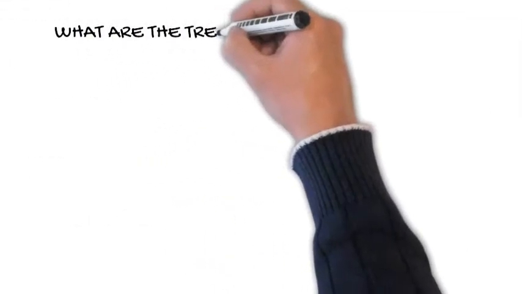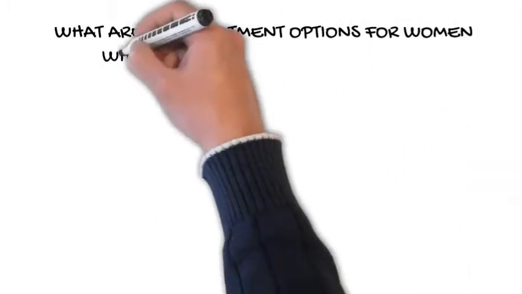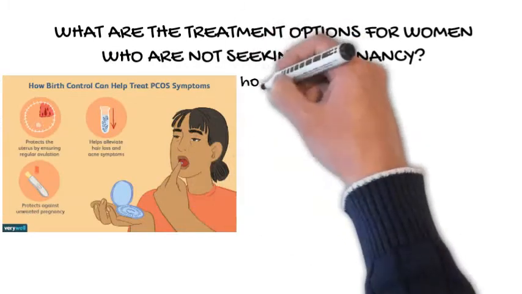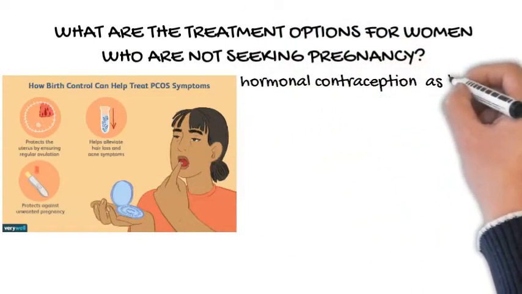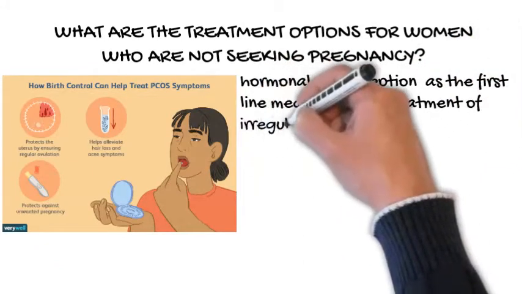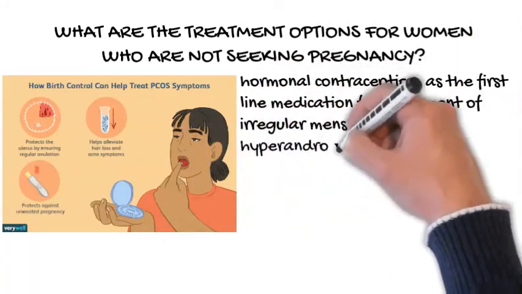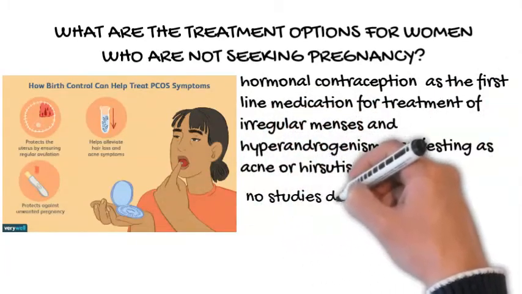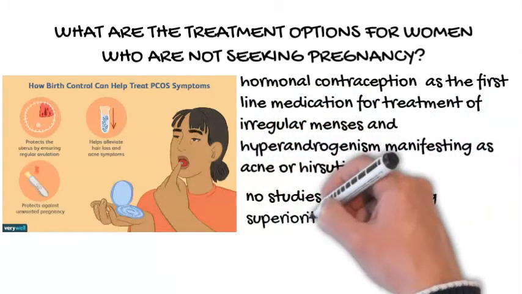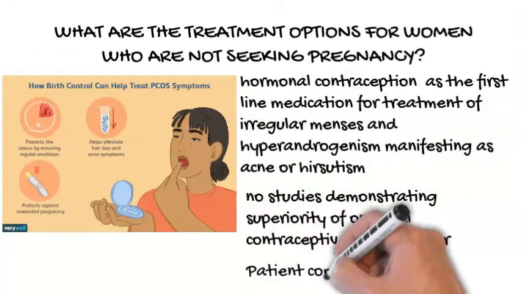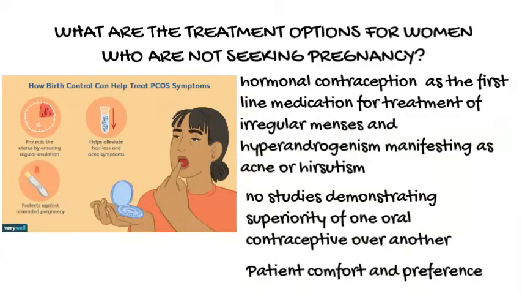What are the treatment options for women who are not seeking pregnancy? In a patient not seeking pregnancy, guidelines recommend hormonal contraception as the first-line medication for treatment of irregular menses and hyperandrogenism manifesting as acne or hirsutism. There are no studies demonstrating superiority of one oral contraceptive over another in treating PCOS. Patient comfort and preference should also be taken into account.